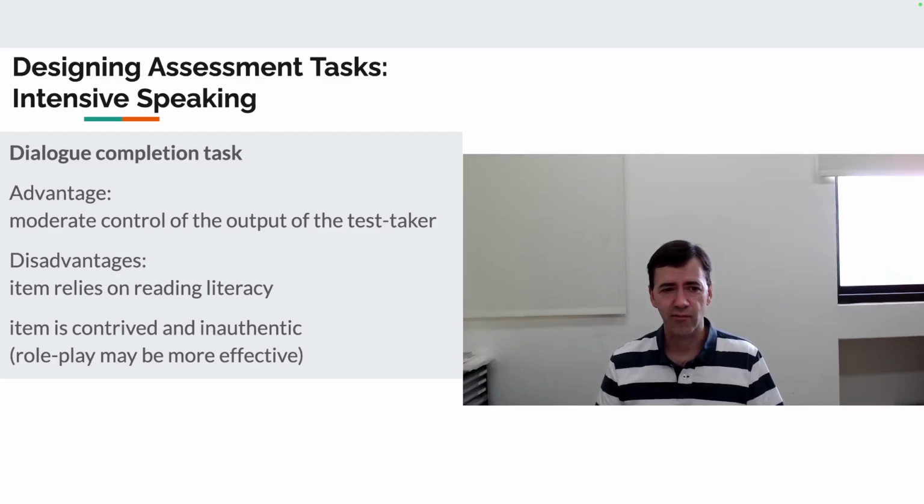As the teacher, you have more moderate control of the output. It's not totally open-ended. You can still try to control the forms that they use. But as I just mentioned, the item relies on reading literacy, and the item is contrived and inauthentic. This type is just not very real, right? Even though we're trying to replicate a real conversation, it's totally made up. And so, what is it really telling you once you get your results?